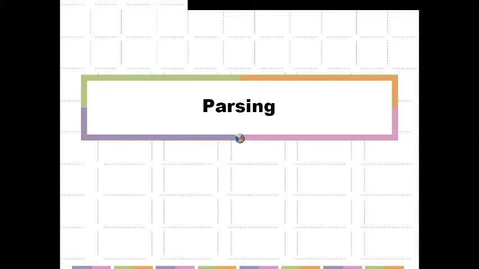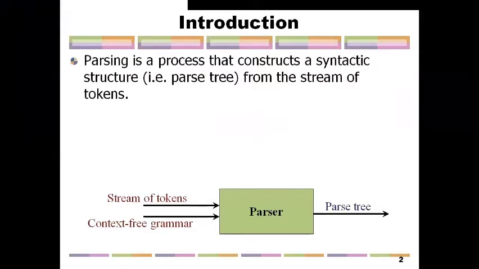Actually, parsing is performed by parsers. A parser gets a stream of tokens as input and converts that into a parse tree. Parsing is performed by the parser. So parsing is a process that constructs the syntactic structure, that is a parse tree, from the stream of tokens. So where do we get the stream of tokens? Before the parser, we have the lexical analysis phase. The lexical analysis phase generates a stream of tokens as output. That stream of tokens is given as the input to the parser. The parser converts that into a parse tree. This technique is called parsing.